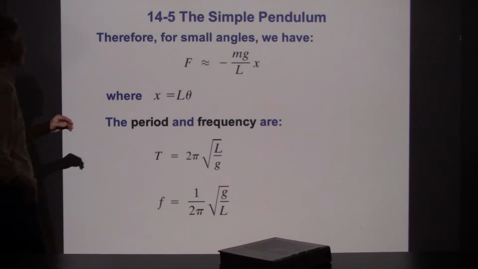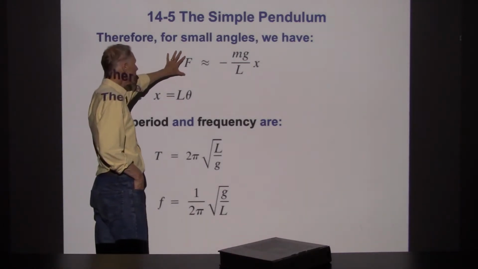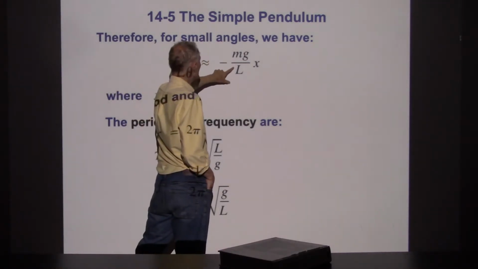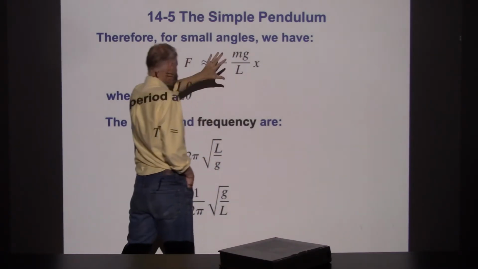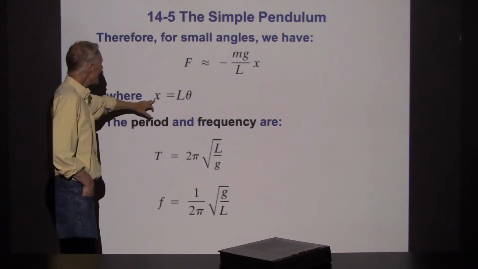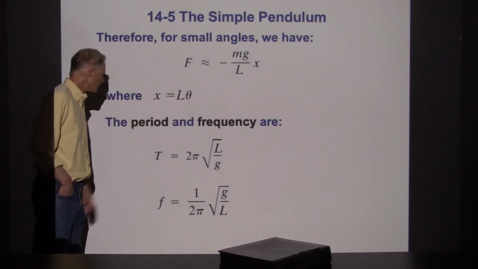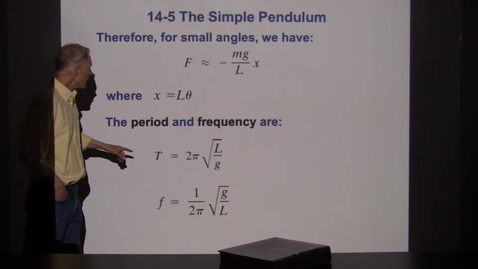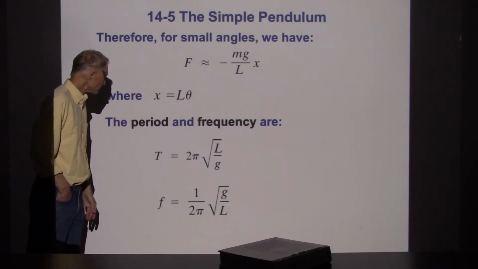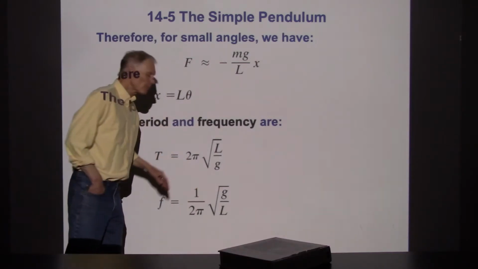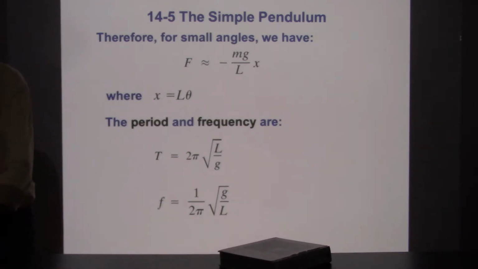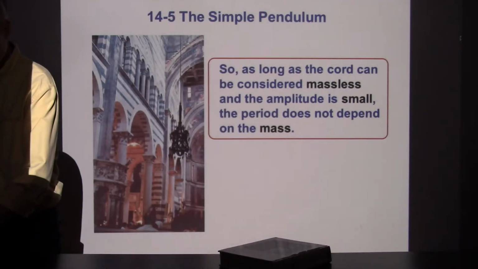So that's what we've listed here. The force is roughly proportional to mg over L times x. That's our k value, the k expression. And x is equal to L times theta. Now, that says that the frequency is 1 over 2 pi square root of g over L, the period is here.